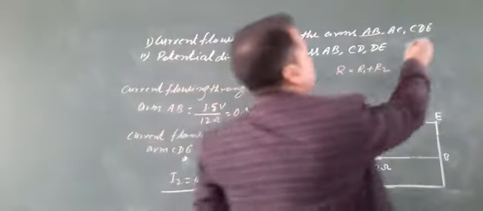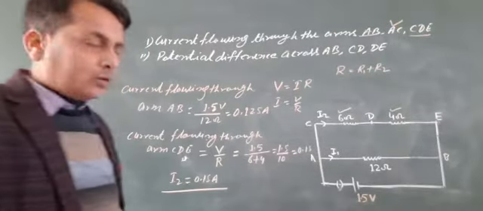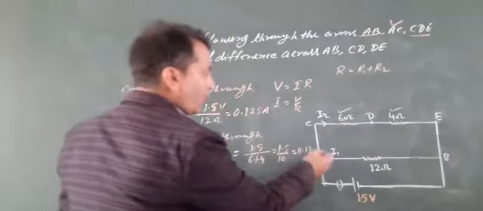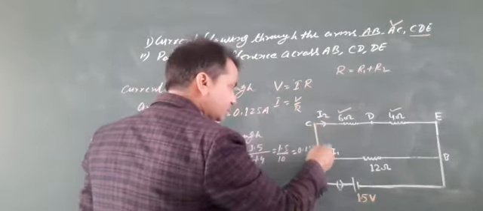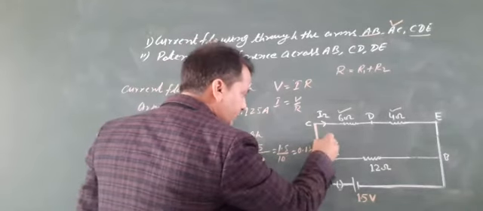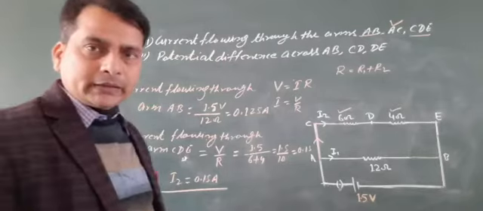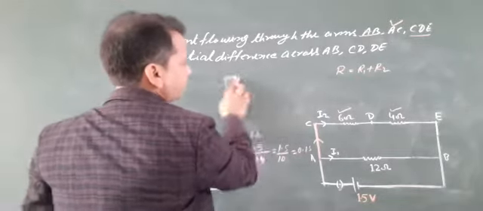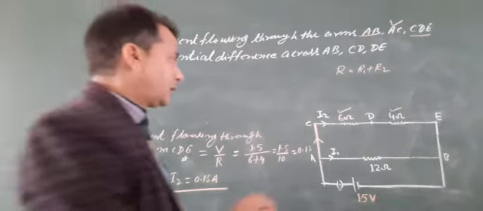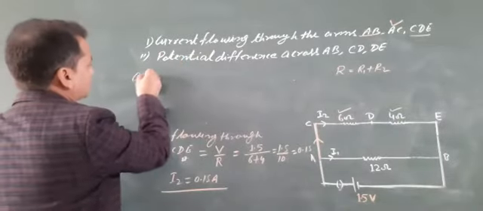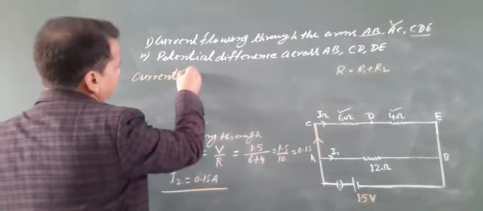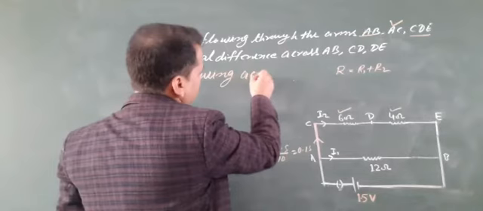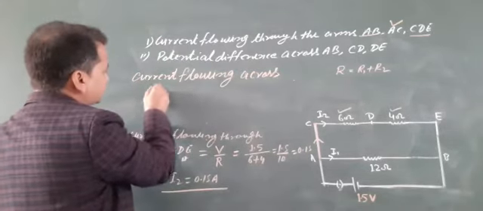Now next, the arm AC. What is the value of current I in the arm AC? Arm AC is here, and we need the value of the current flowing across arm AC.